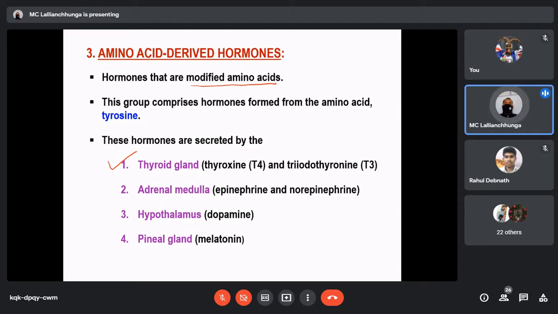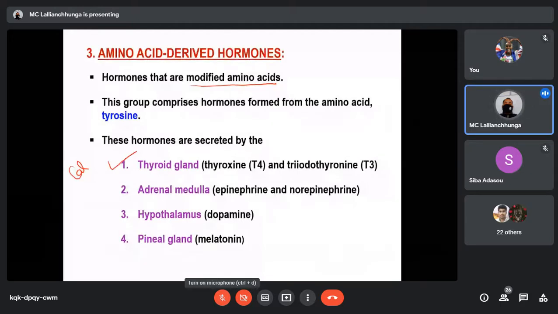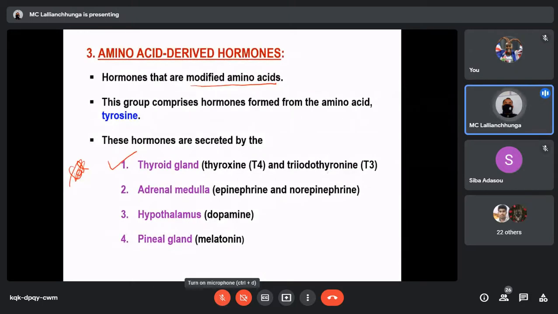Now, what is the peptide hormone secreted by the thyroid gland? Can you tell me? Remember or not? Calcitonin. Okay, calcitonin is a peptide hormone produced by the thyroid gland that we have discussed in the first group. But thyroxine and triiodothyronine are more important than calcitonin, that you should remember.